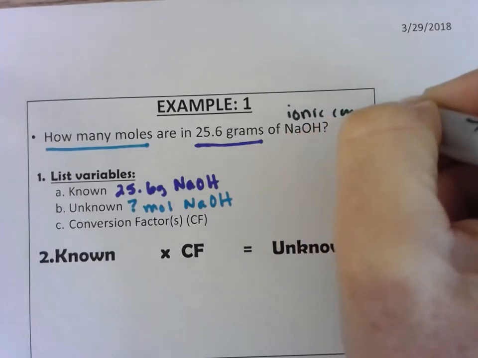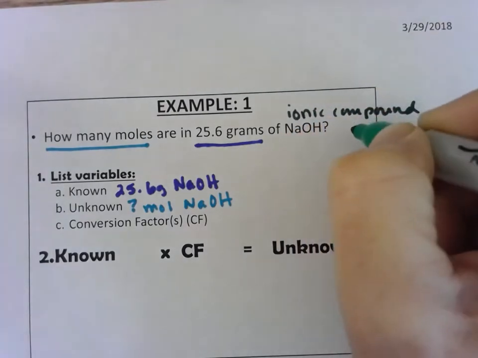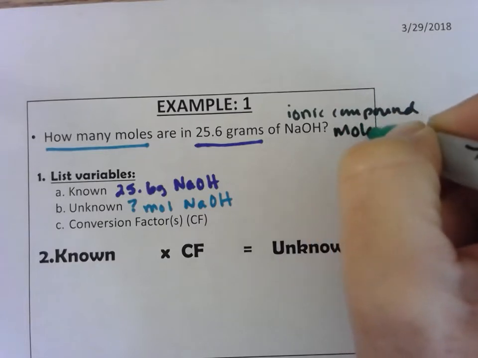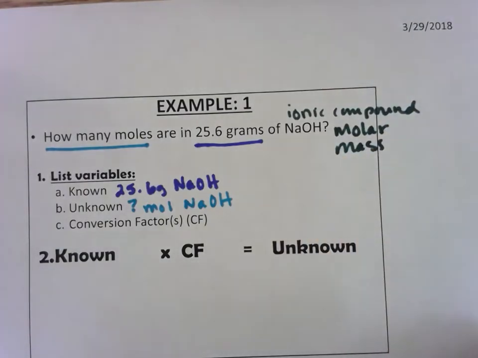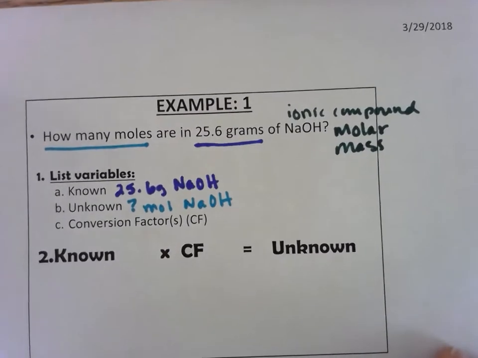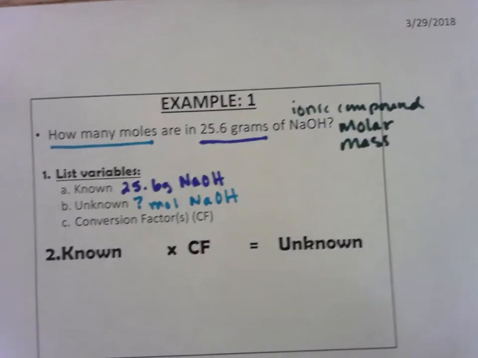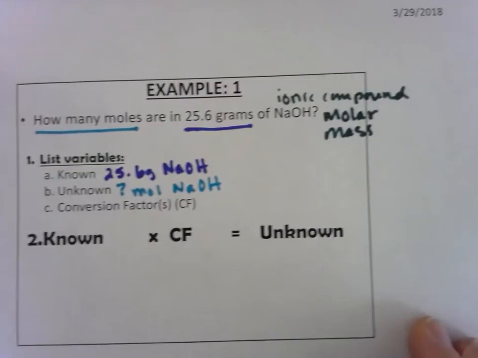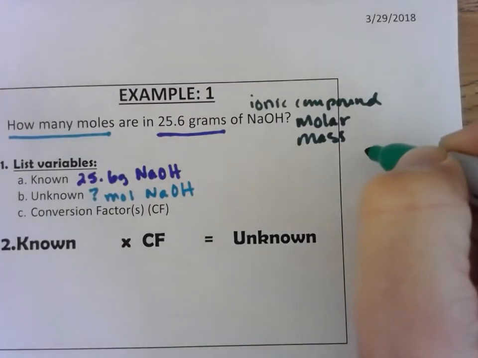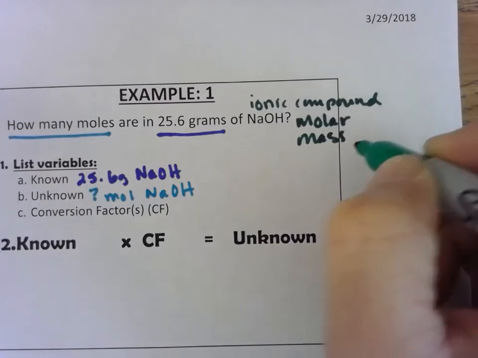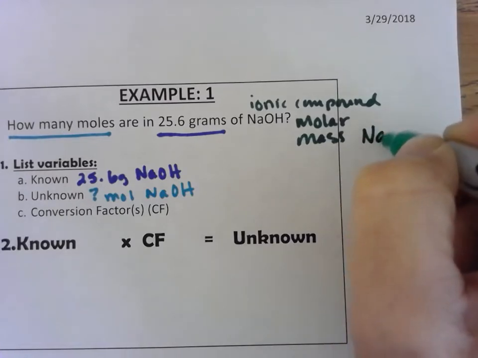So because of that, I need the molar mass. Right? It's an ionic compound, so I need the molar mass. Well, I think I will figure out the molar mass for you right here. So we need the molar mass of NaOH.